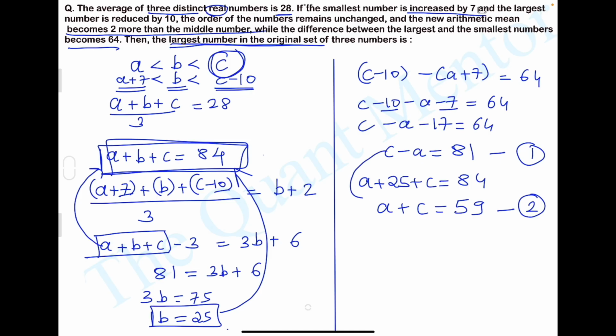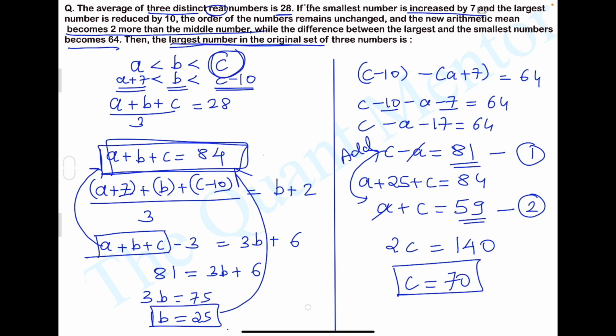So I simply add these equations 1 and 2. Simply adding these two equations, C - A plus C + A, the A and A will get cancelled out. C plus C would be 2C, which will be equal to 81 plus 59, 140. If 2C is 140, dividing by 2 on both sides, I will get C, or the largest number, as 70, the answer to my question.